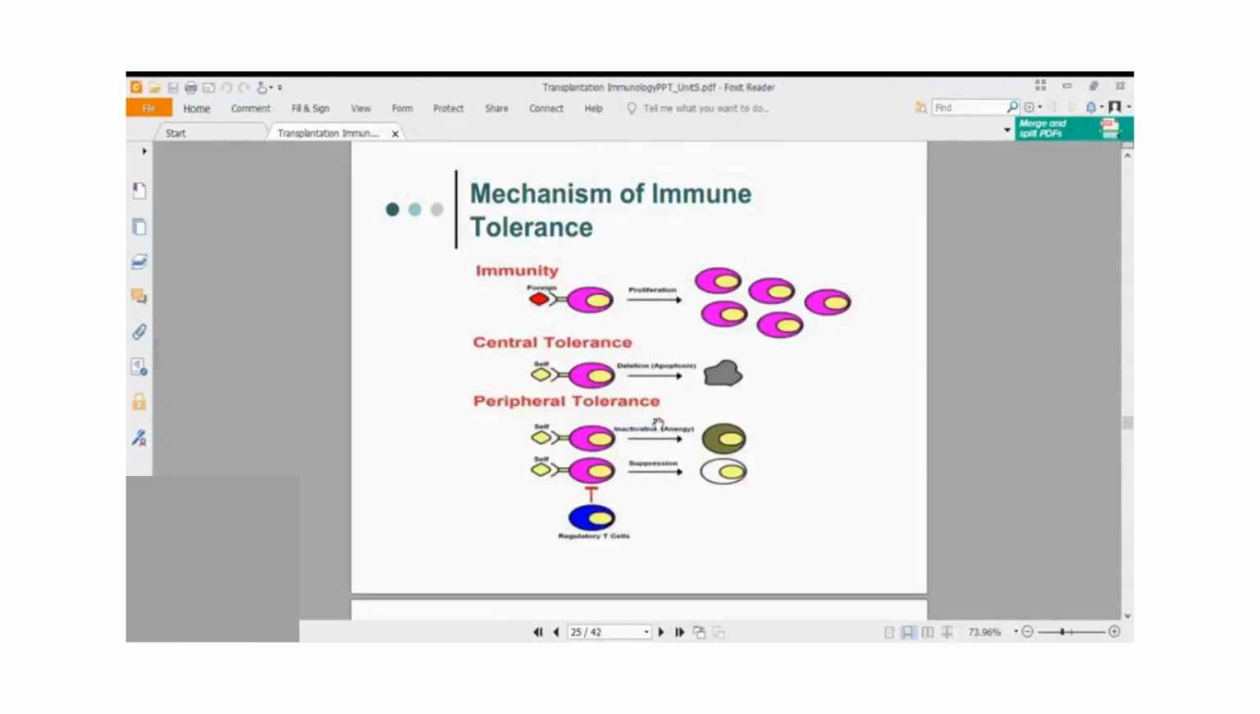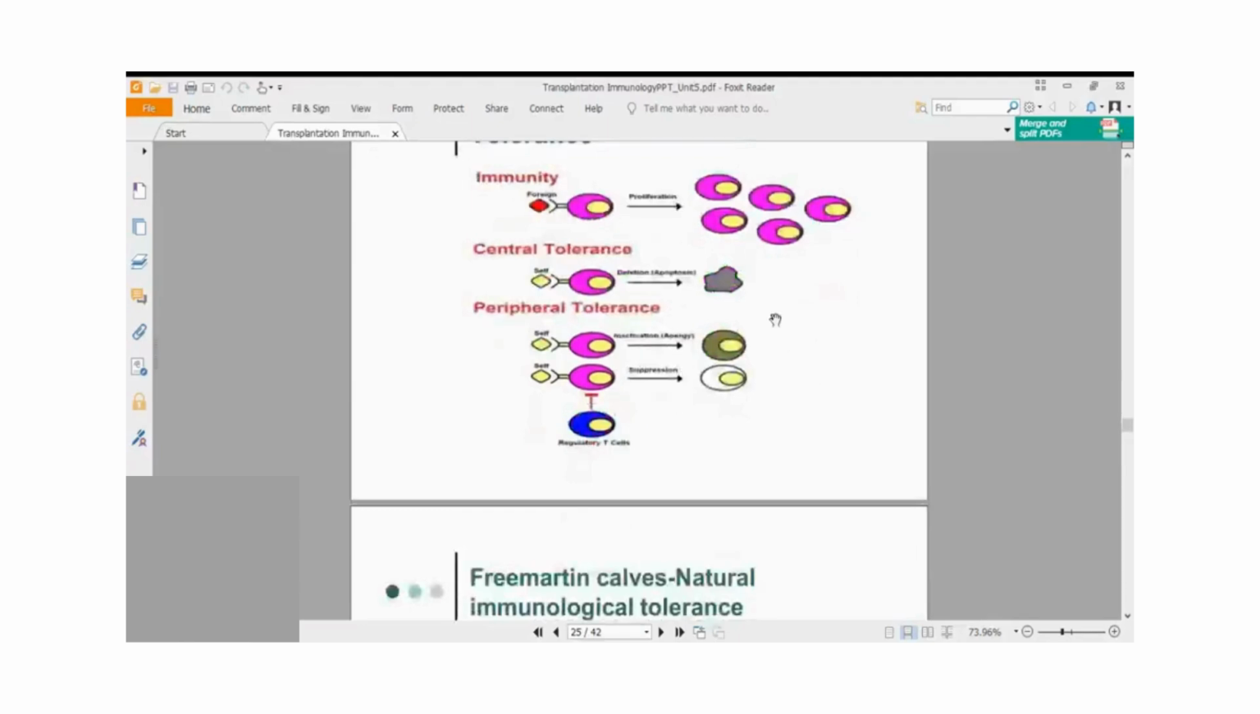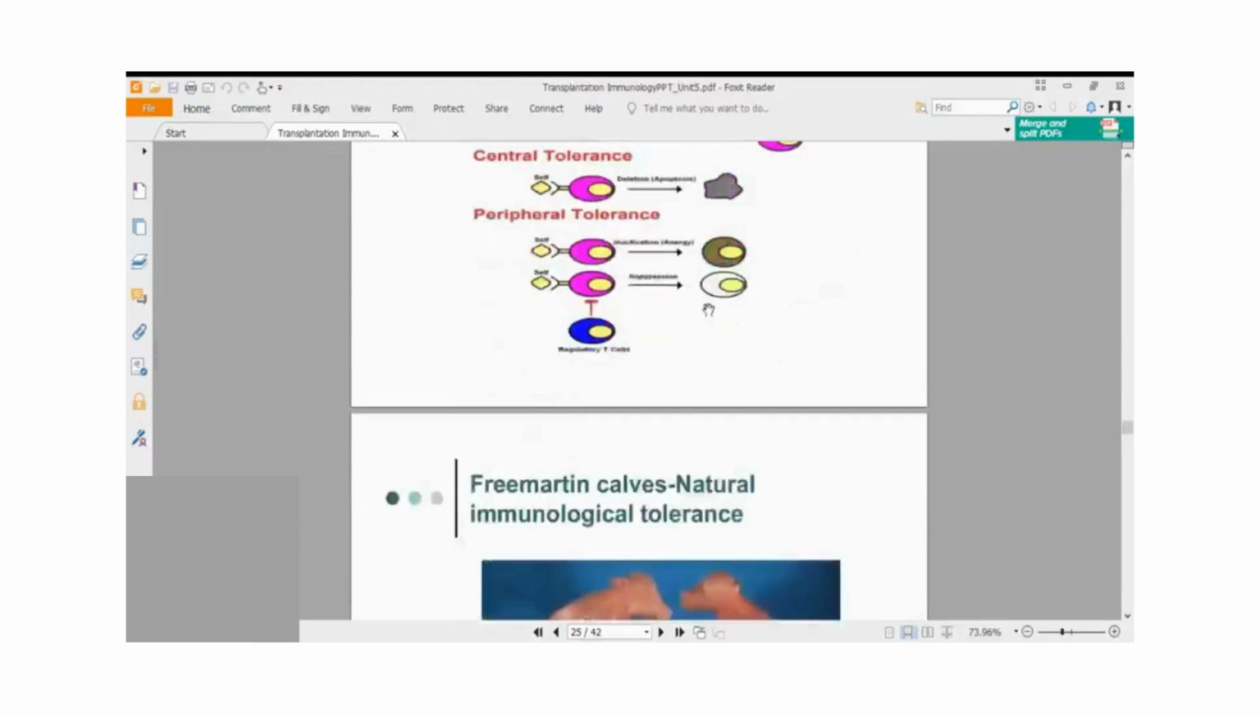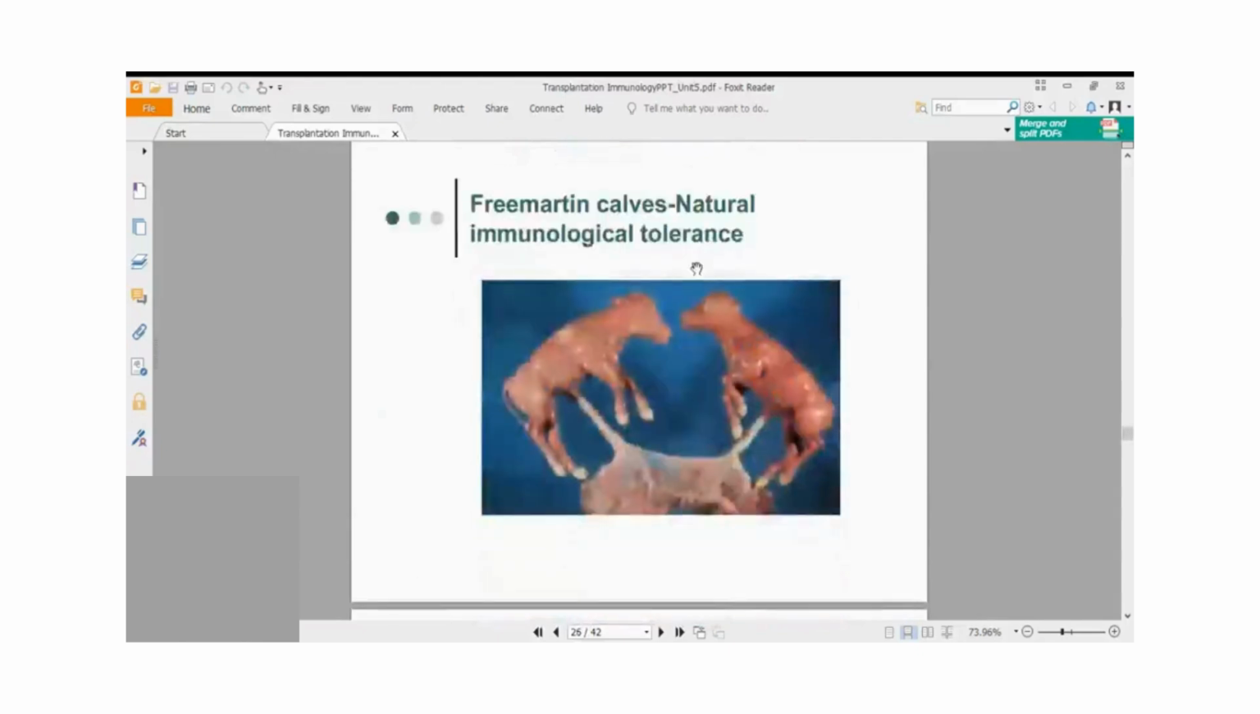Now, how can we demonstrate tolerance by experimental means? We'll see that a little later. Before that, we'll take examples of tolerance developing naturally in some cases, and the first example that comes is from free Martin calves. They are young calves developing in the uterus of the cow, and they are called free Martin calves because they were identified by a person called Free Martin. This is natural immunological tolerance.